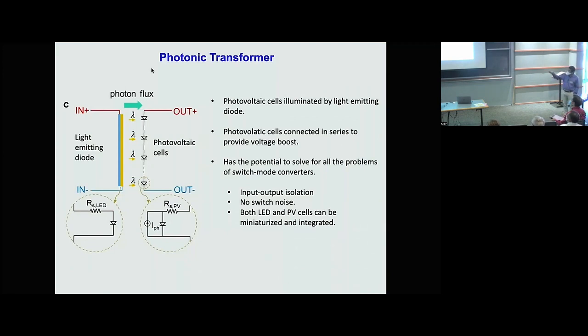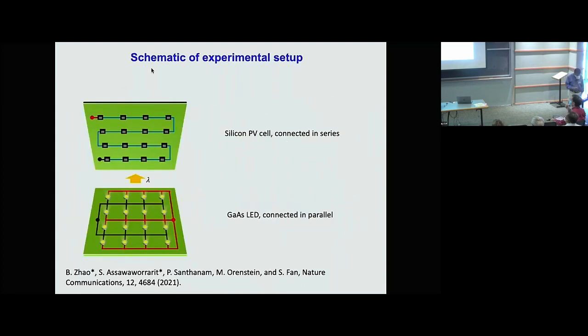There is a natural input-output isolation because the two sides are not connected electrically. From an electronic point of view, there's no switch noise. Nothing here from the electronic point of view is time dependent. Of course, light is time dependent, but that's at a frequency that's very, very high. That's not relevant on the electronic side. And also, most importantly, all these components can be miniaturized and integrated. So we were sufficiently excited about this idea that we decided to try an experiment.